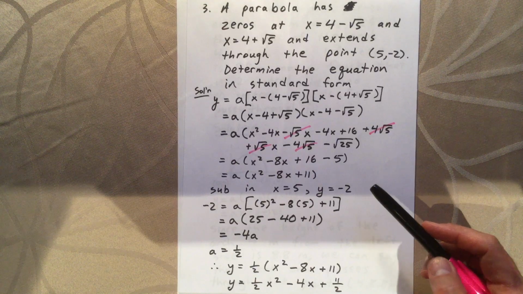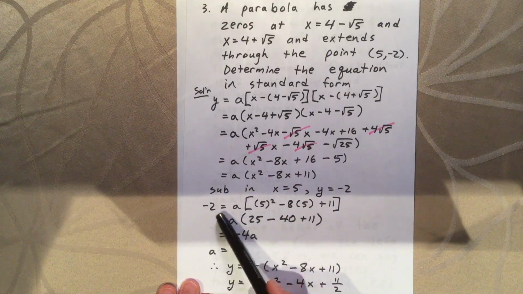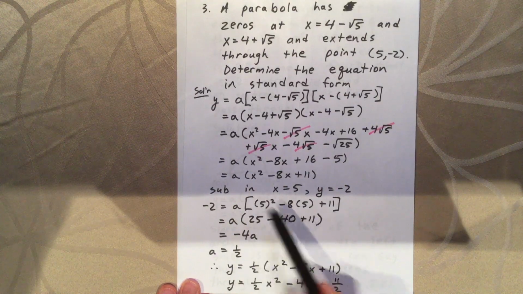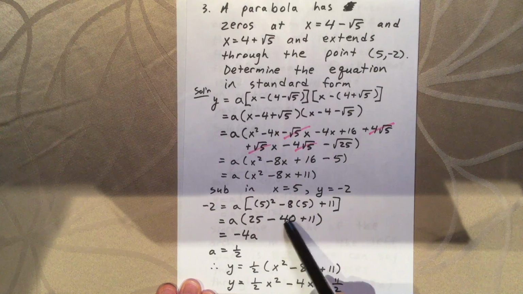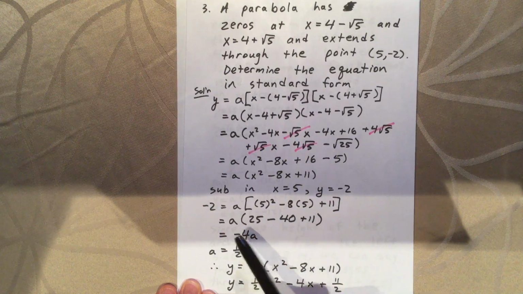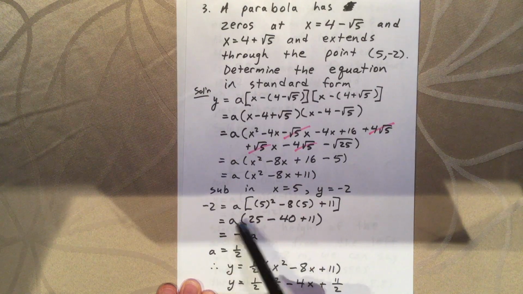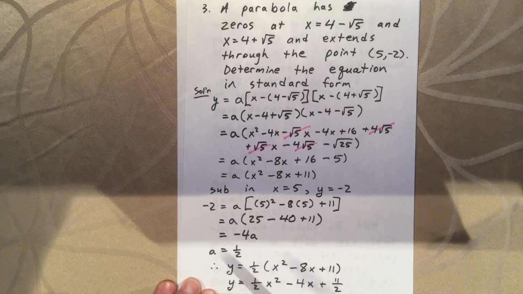Now we can sub in an x value of 5 and a y value of negative 2. When we do that, we let y be negative 2, we let x be 5, and we plug in our values. We still have the a in front. Well, 5 squared is 25, negative 40, positive 11. These numbers add up to negative 4. So negative 2 ends up equaling a times negative 4, or in other words, negative 4a. Dividing both sides by negative 4, we get a equals a half.